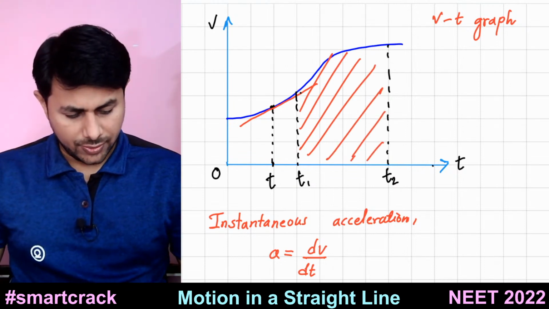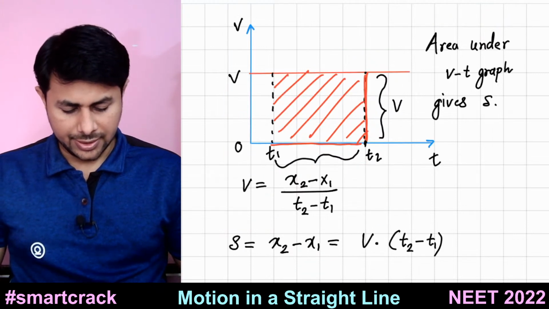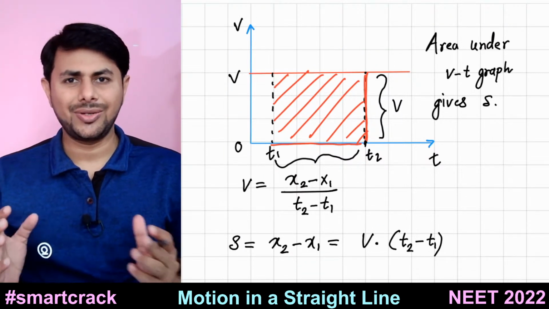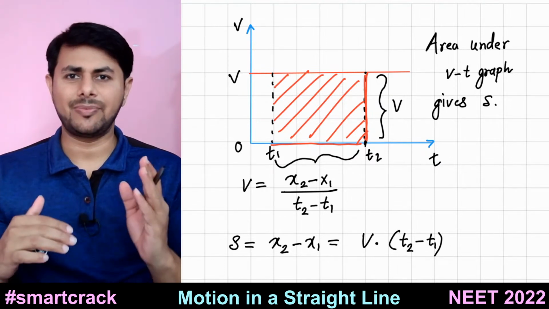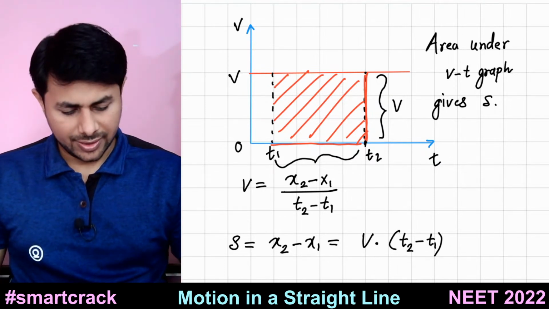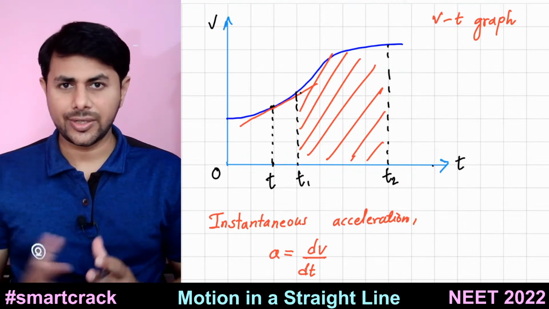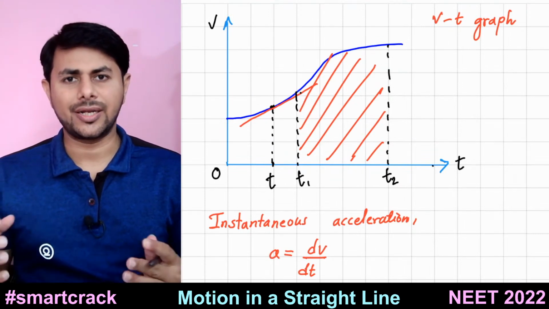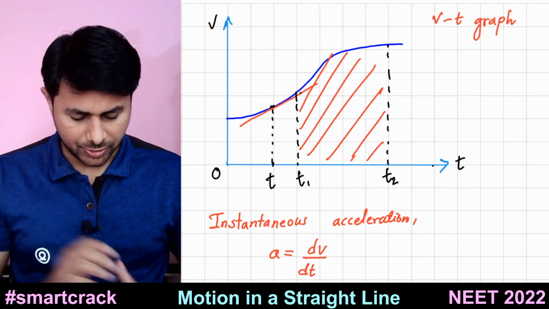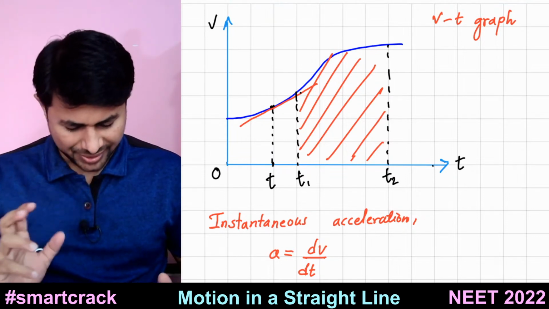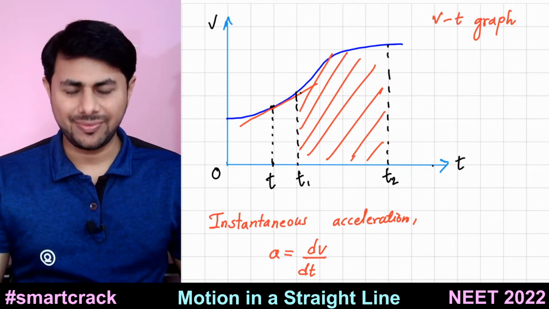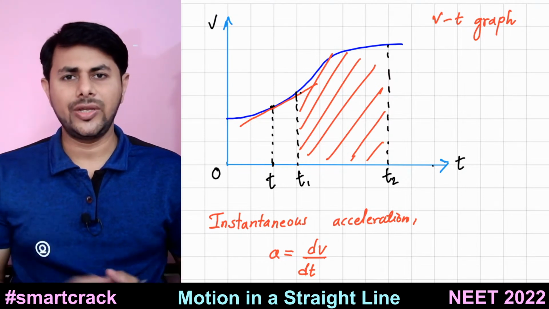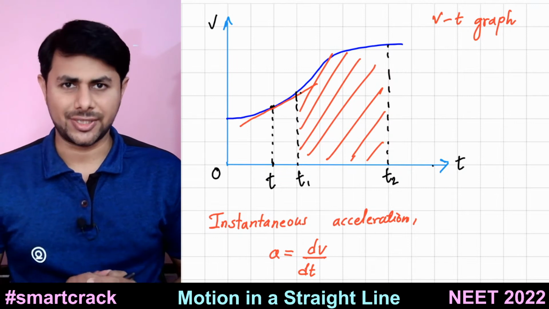Okay, so in the earlier case, finding out area was simple. It is just a rectangle, so its area is length multiplied by breadth. But in this case, it's not a rectangle. So how do we find area under such a curve? So what we do is we apply integration.